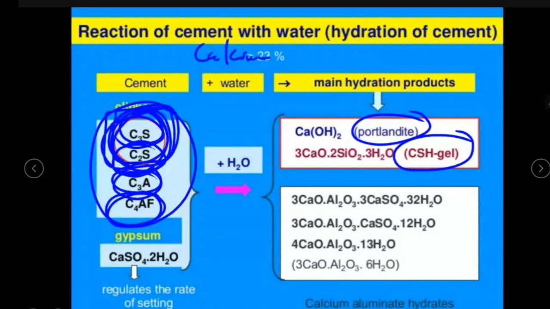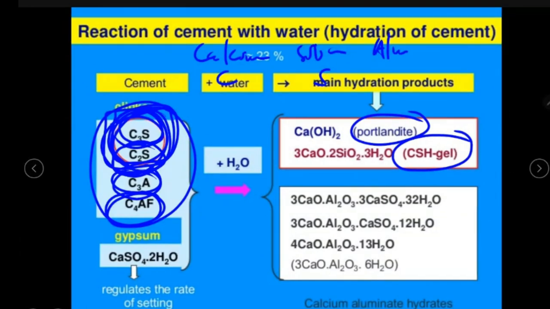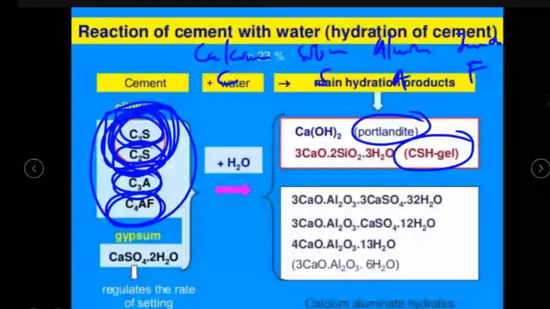Okay, calcium, which is C, the one that you don't like. Calcium. And then silica, which is S, alumina, which is A, and also iron oxide, which is F. So these are the four main things only.